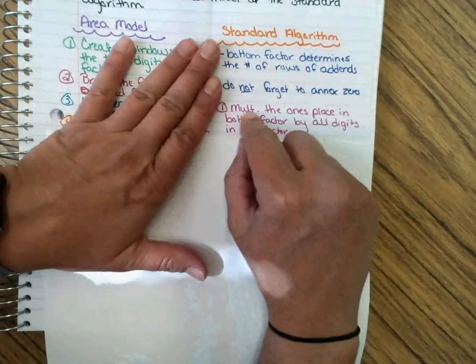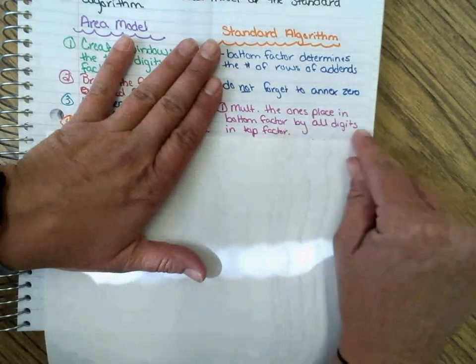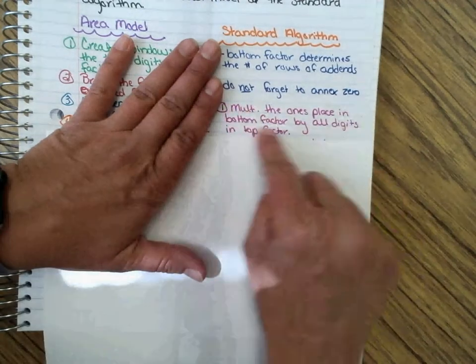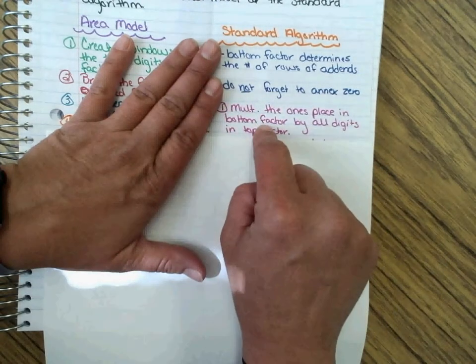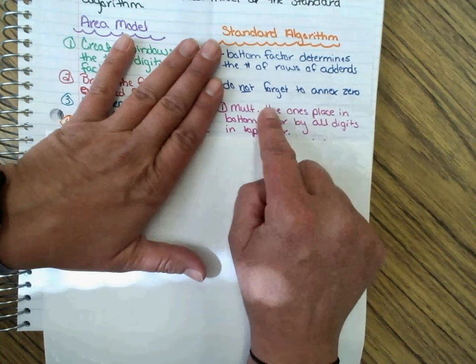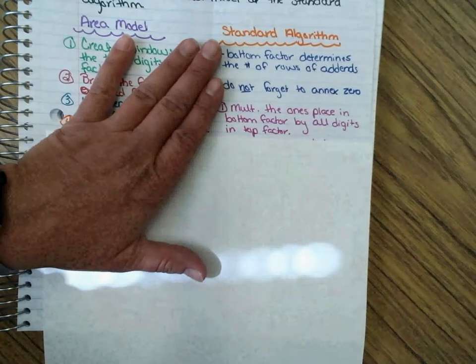So step 1. We're going to multiply the ones place in the bottom factor by all digits in the top factor. Remember to do that regrouping. This is what we did yesterday. This is multiplying by 1 digit. But then when we get done with that, we're going to add some steps to it.